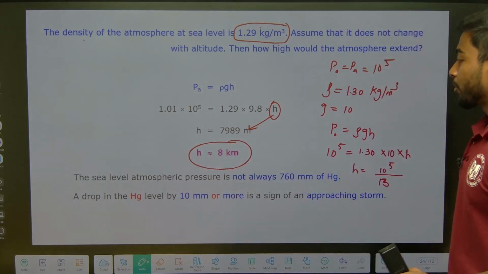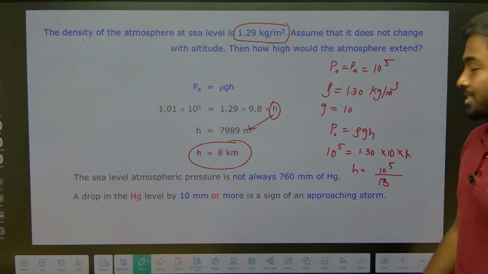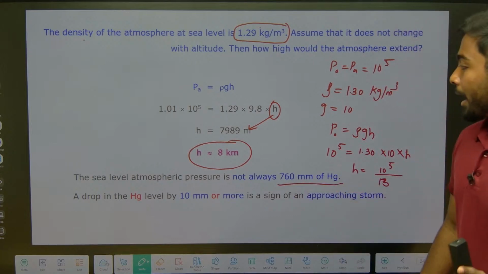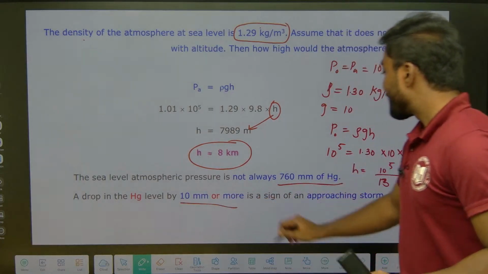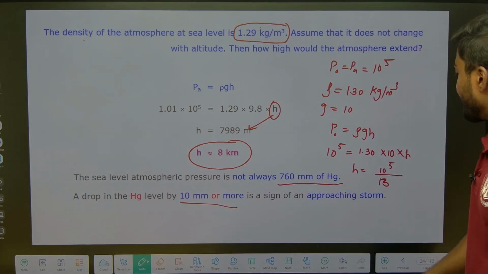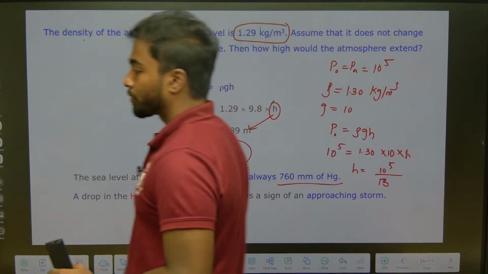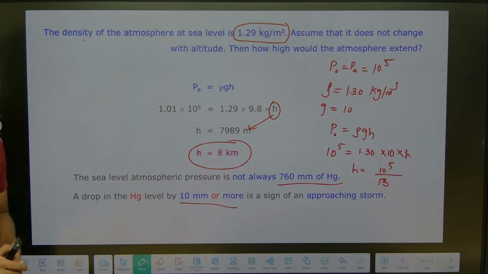So the sea level atmospheric pressure is not always 760 mm of Hg. A drop in Hg level by 10 mm or more is a sign of an approaching storm. Okay, this is one of the important questions. You can take a note of this.